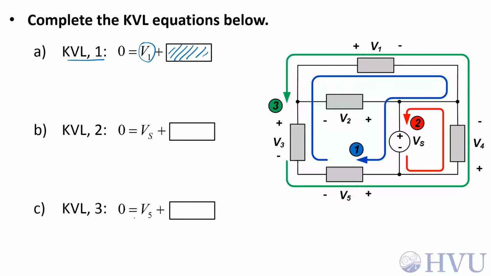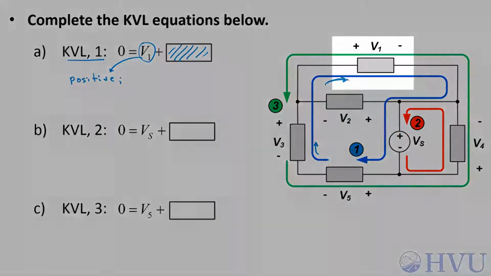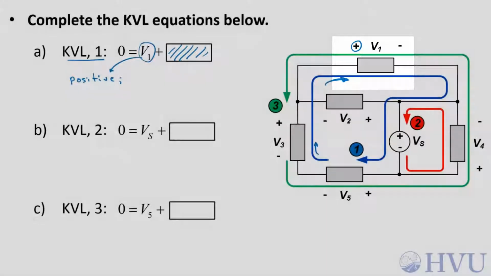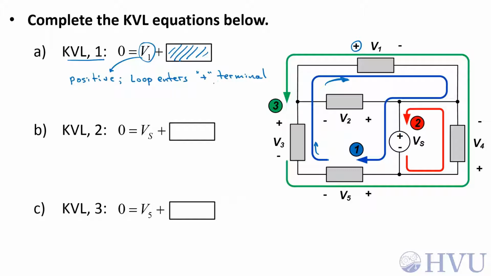Loop 1 is first. It starts here, it goes this direction, comes around through here. My V1 term is positive. And for V1, the loop is entering the positive terminal. That means positive corresponds to the loop entering a positive terminal. So with that sign convention, I can finish up this KVL equation.